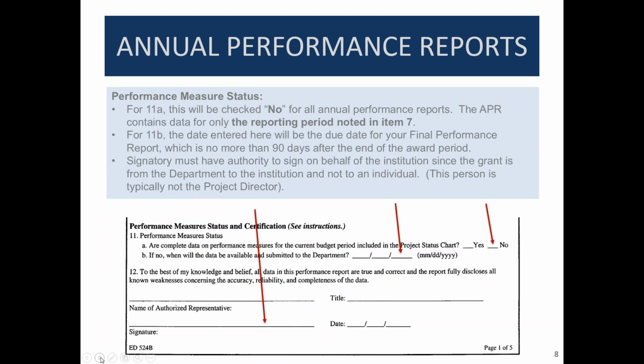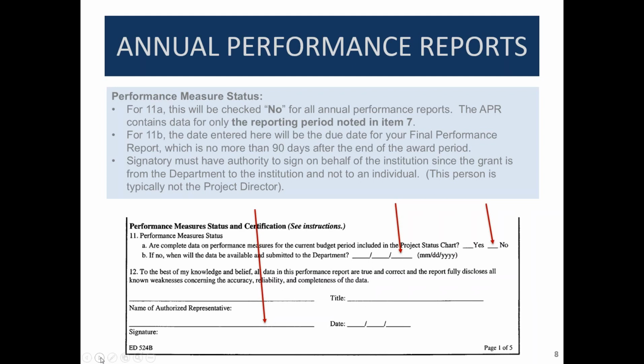This slide covers items 11 and 12 from the cover sheet. These sections often contain errors. You should always check no for item 11A unless you are in your final reporting period. In 11B, you should provide the date for which your final performance report is due, which is 90 days after the end of your grant.